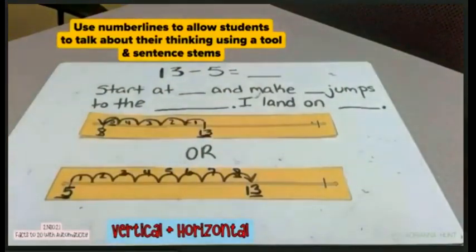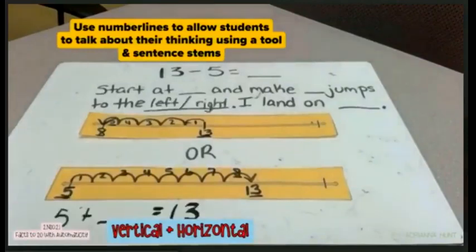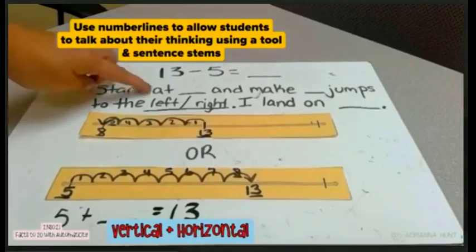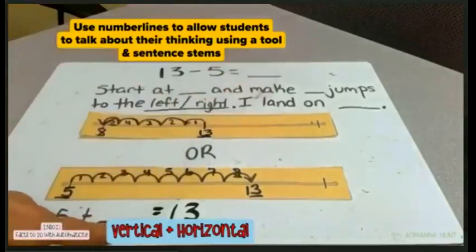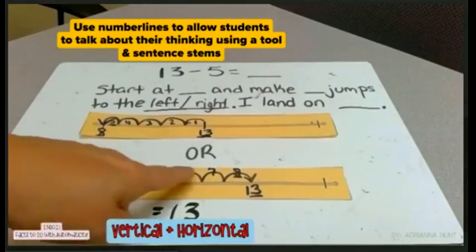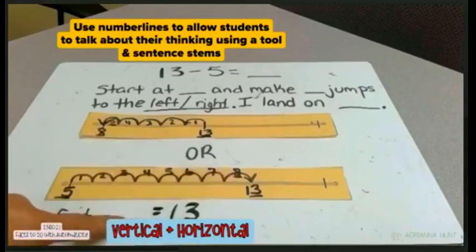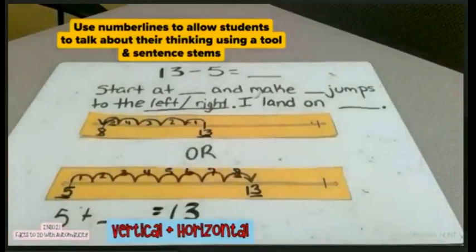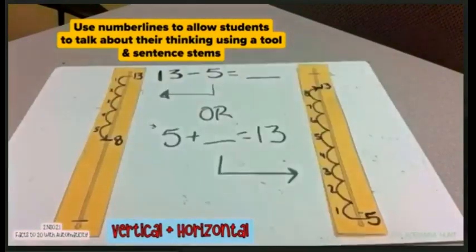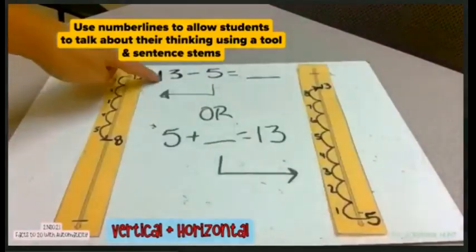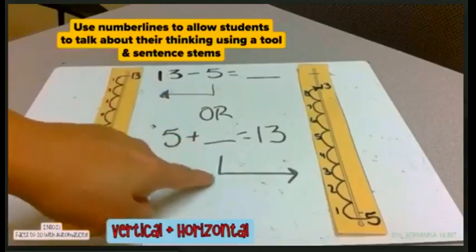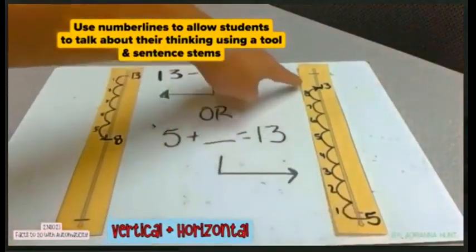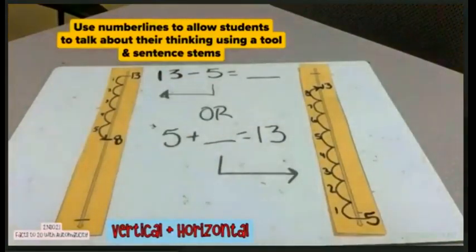If we are adding, then maybe this student was thinking the addition fact family of if I have 5, how many more do I need to get to 13? In this situation, that student would then be moving to the right on their number line, figuring out how many jumps it would take to land on 13. These number lines could be used vertically or horizontally when we're talking about subtraction with decreasing, and the related fact of 5 plus something would be increasing. This is a great visual for students to have that conceptual understanding.